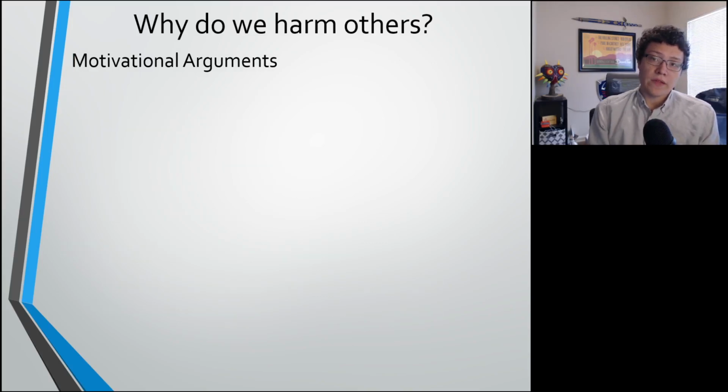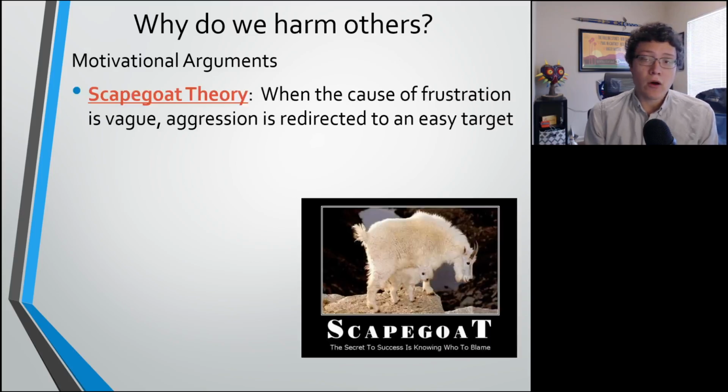Another example of the motivational argument is what we call the scapegoat theory. So a scapegoat is some kind of other entity on which we can blame things. So if you are mad at your spouse, for instance, you might take it out on somebody else like the dog or a friend instead, when we can push the aggression off onto an easy target.